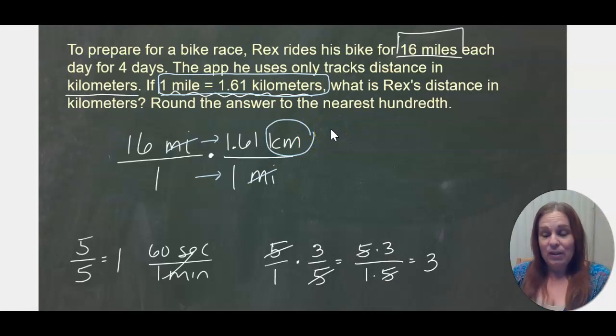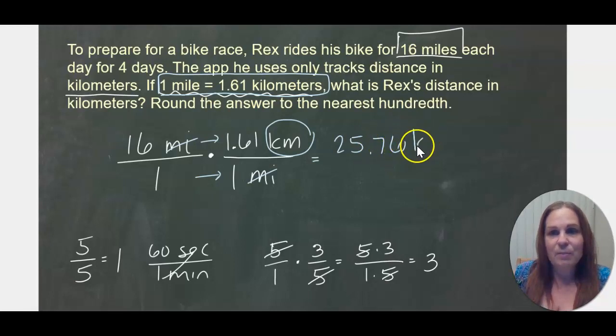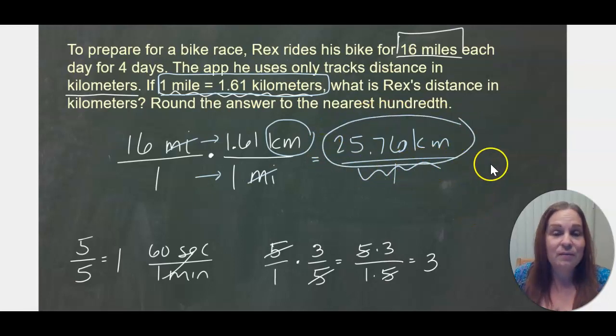So I'm going to use my calculator for this. I'm going to do 16 times 1.61, and that is 25.76 kilometers. On the bottom, I would just have a 1, so we don't really need to write that. You can just write 25.76 kilometers.